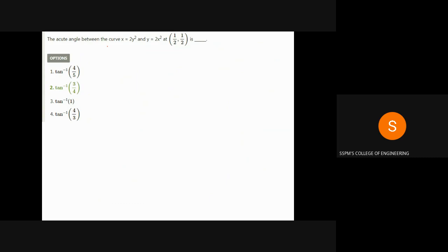Find the acute angle between the curves x is equal to 2y square and y is equal to 2x square at this point. At this point, we have to find the acute angle between the curves. These two are curves, and we have to find the angle between them at this point. So how do you find it?